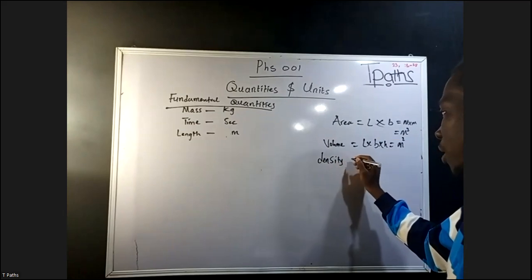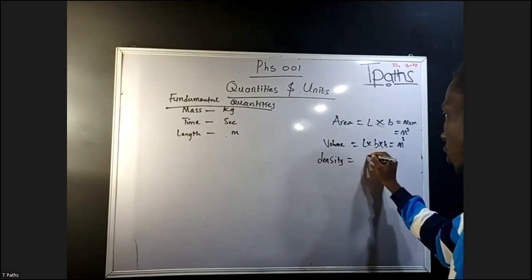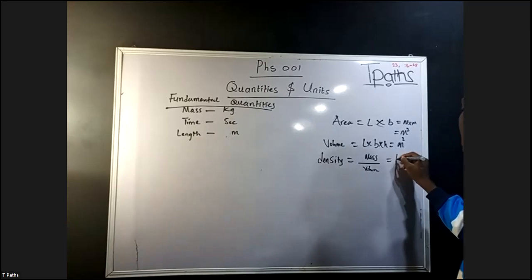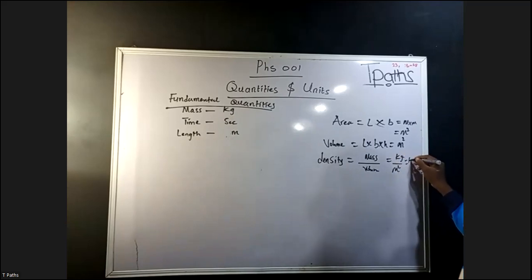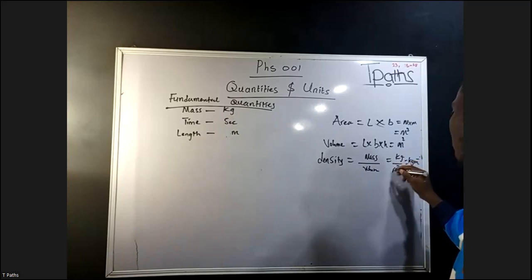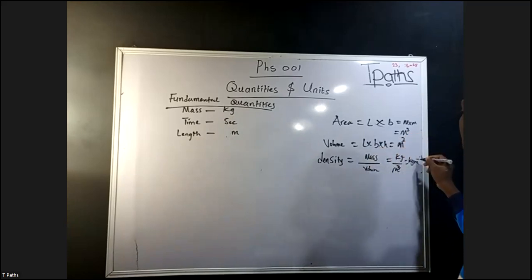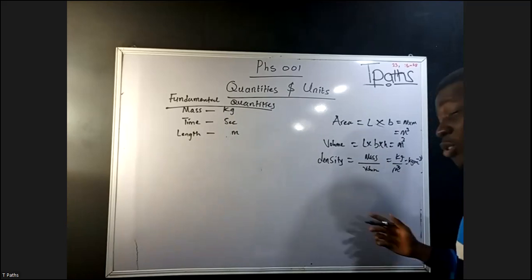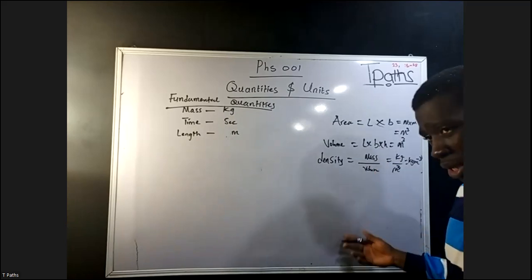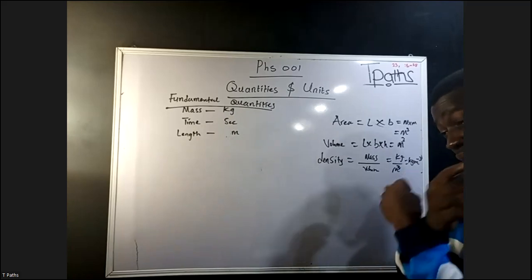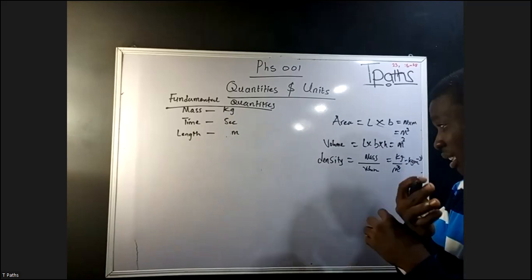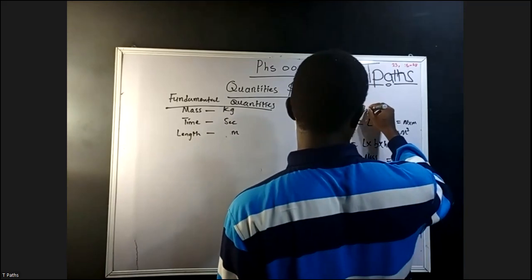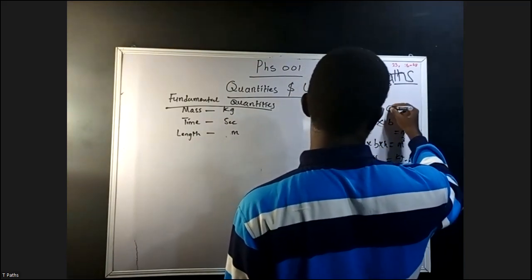All these ones, I know you are very familiar with them, which is what? Mass over volume. So what is mass here? Mass is kilogram over meter cube. Volume is meter cube, not meter square. So we can go on, and we have a lot of derived units in physics. Pressure is there, force is there, acceleration is there, velocity is there, density, and so on and so forth. So these are derived quantities.